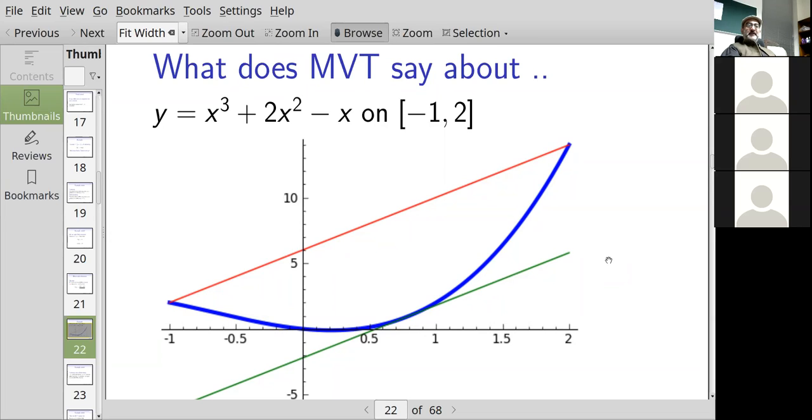Okay. So this function is continuous from -1 to 2. Polynomials are continuous everywhere. It's differentiable on the open interval (-1, 2) because polynomials are differentiable everywhere. And so there is some point C, wherever that point is, on the open interval from -1 to 2, such that the derivative f prime of C is in fact equal to the average rate of change of this function. Okay. Any questions about this?